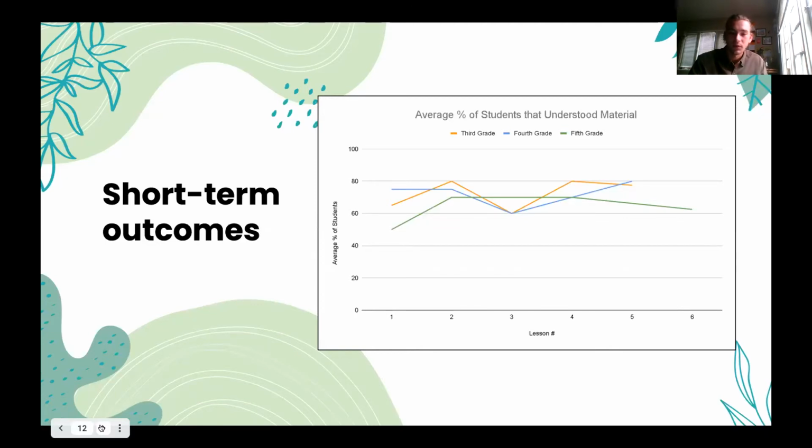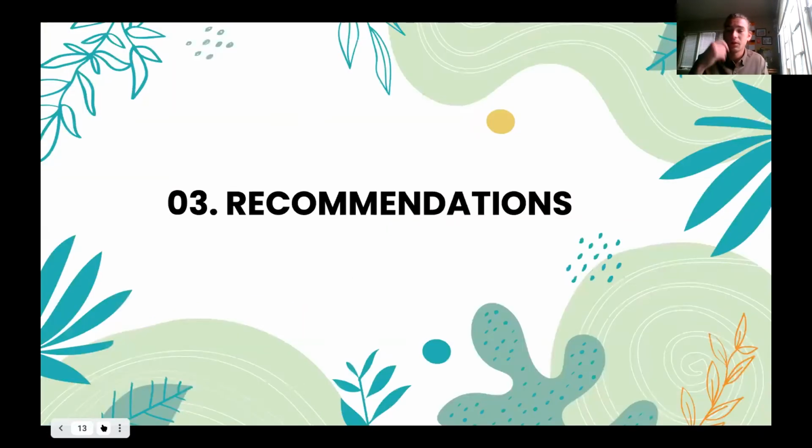And so here in this graph, we documented the findings of the average percentage of students that demonstrated understanding of the material. And these numbers all range above 50–60%, which we're really proud of. And so now I'm going to transition to talk about what went well and what could be improved.